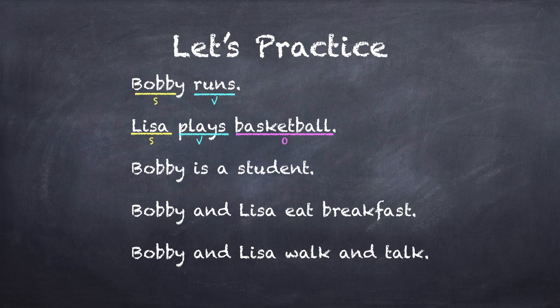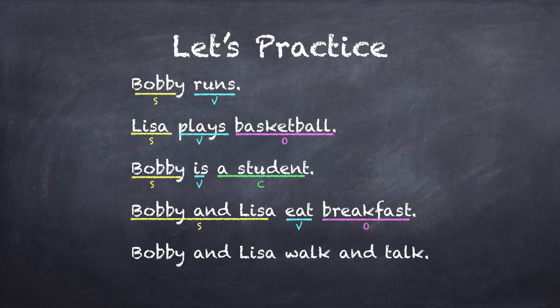In the third sentence, we have Bobby is a student. Bobby is the subject, is the verb, and a student is the complement. Student and Bobby refer to the same person, so a student is a complement. In the fourth sentence, we have Bobby and Lisa eat breakfast. Bobby and Lisa is the subject, eat is the verb, and breakfast is the object.